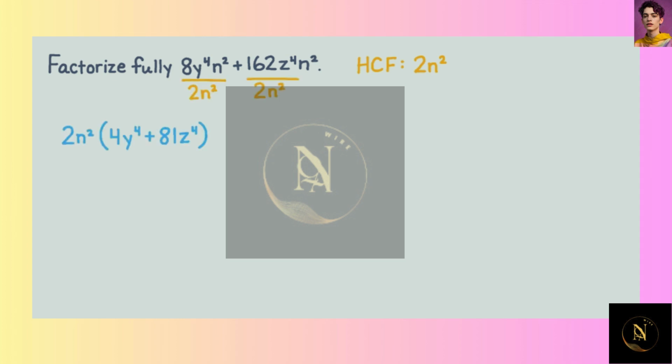By dividing each term by the HCF, we find the remaining terms in the parentheses to be 4y to the fourth power plus 81z to the fourth power. We notice that the polynomial in the parentheses contains two perfect square terms, so we will attempt to factor this expression by completing the square.